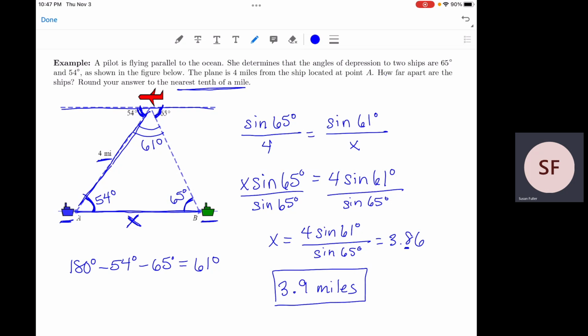So the big thing here was using those alternate interior angles to start forming some information about our triangle. And then once we have those angles, we can fill in the information so that we get a complete ratio for the law of sines that we can set equal to a ratio with the side that we're looking for.